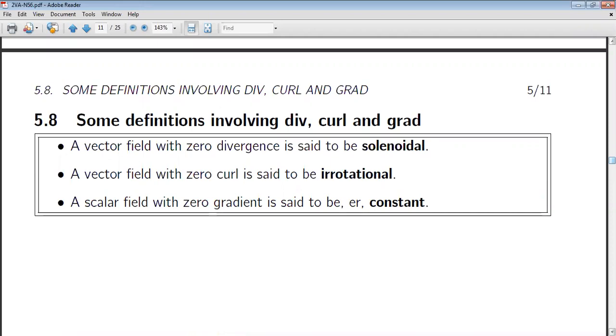So what we have seen in 5.8. Some of you have unmute your microphones. Just mute your microphone. Manish, you have to mute your microphone.